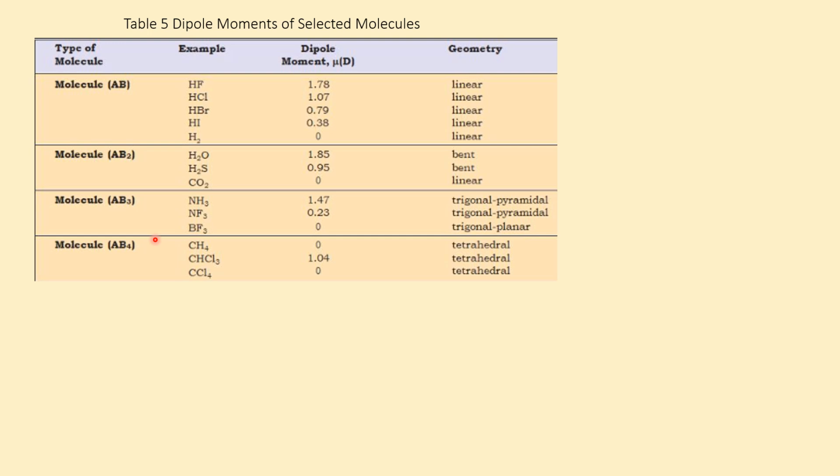Similarly, for NF3 and BF3, the corresponding values of dipole moment in Debye are shown as 0.23 and 0, and its geometry is trigonal pyramidal and trigonal planar. For molecule type AB4 like CH4, the dipole moment is 0 and its geometry is tetrahedral. Now we will take up some examples.